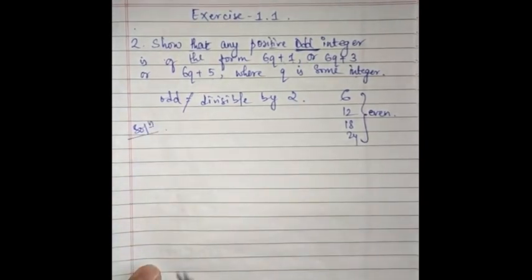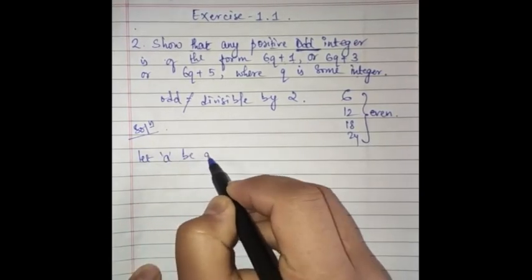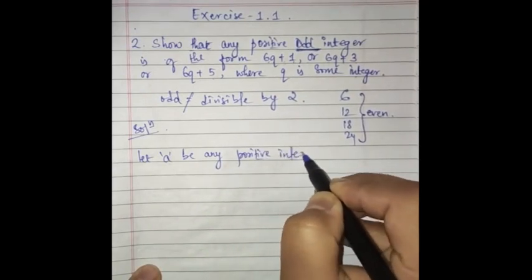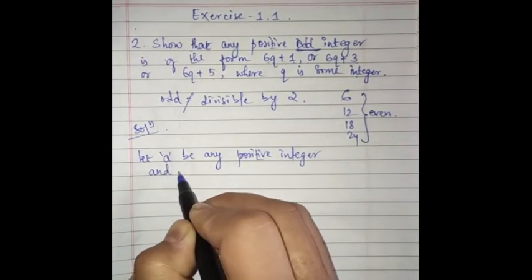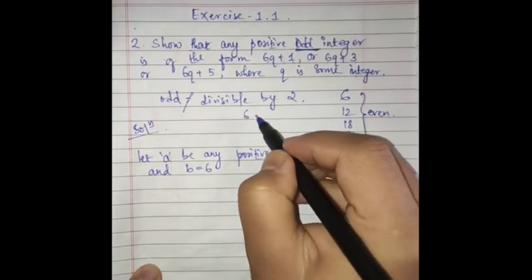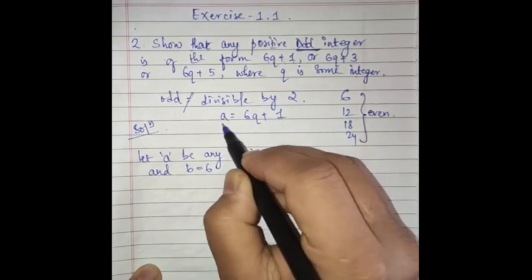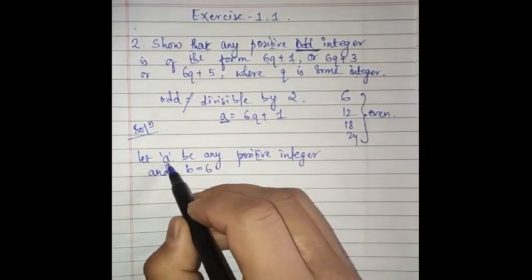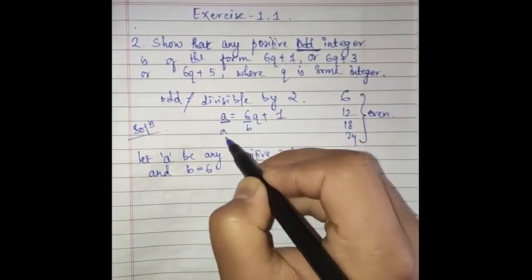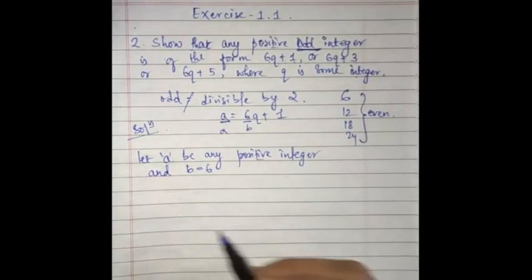Solution. So here we have to do like this. Let A be any positive integer and B will be equal to 6. Why? Because if this is our A equals 6q plus 1, then A is our A. We have let that A be any positive integer and B should be our 6, no? So A is our A and B is our 6, right? So B is equal to 6. Alright, we have laid that.